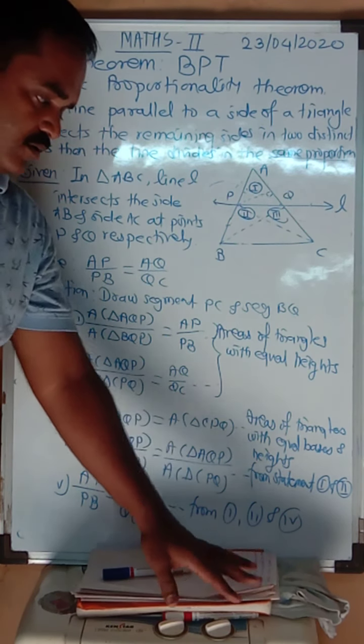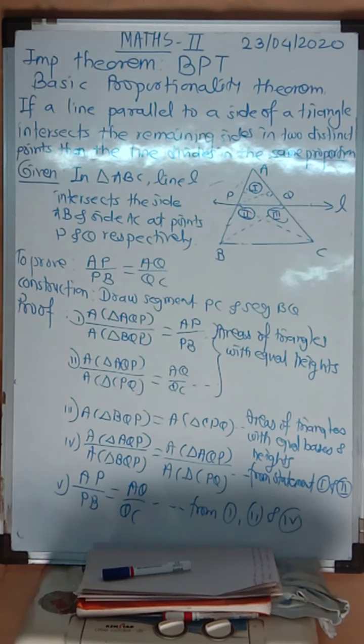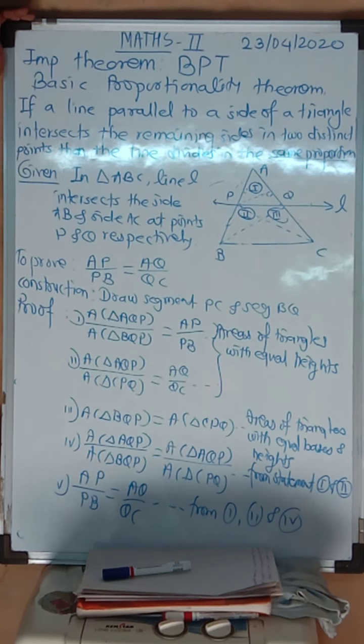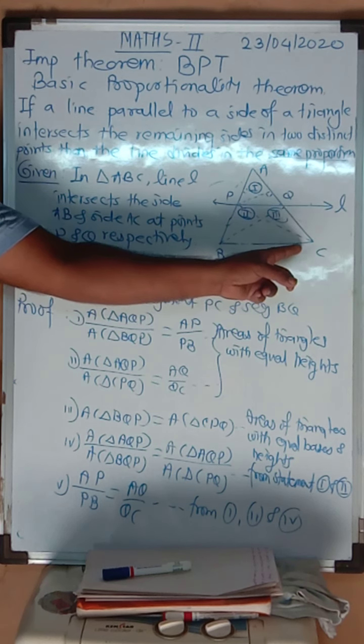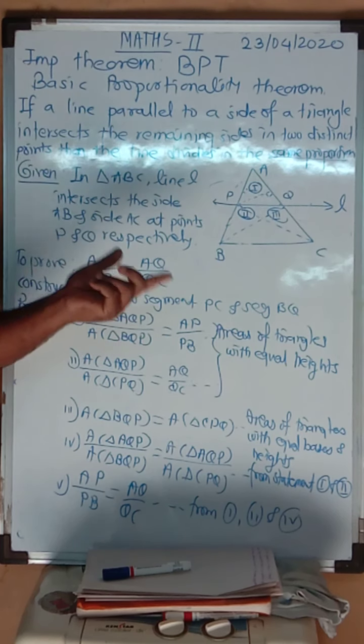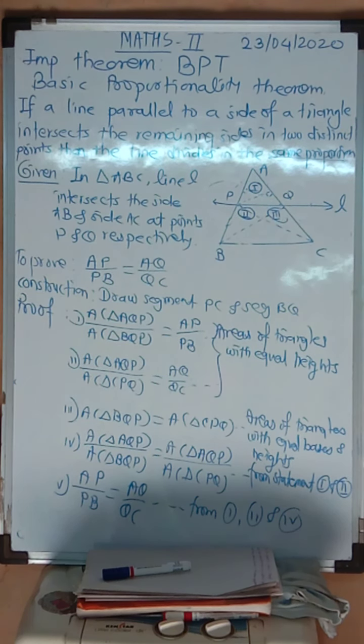Once again, look, it is one of the important theorems of this year. This is known as BPT, Basic Proportionality Theorem. What does it say? It says that if a line parallel to a side of a triangle intersects the remaining sides in two distinct points, then the line divides them in the same proportion. We take the triangle ABC and divide this triangle into three small triangles. And using the property of areas of two triangles, we have proved this theorem.